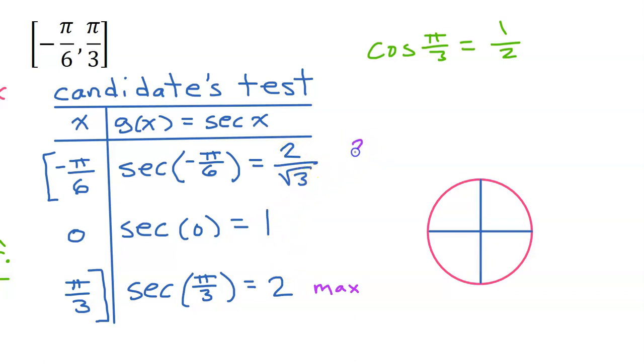So remember, 2 over radical 4 would equal 1, right? Because this would just be 2 over 2. So 2 over radical 3 is a little bit less than 2, right? Because it's less than radical 4. So this is sort of like an improper fraction. The numerator is bigger than the denominator. That means that this is bigger than 1, right? Whenever you have an improper fraction, you know it's always going to be bigger than 1. So that means that 1 must be the min, the absolute min.